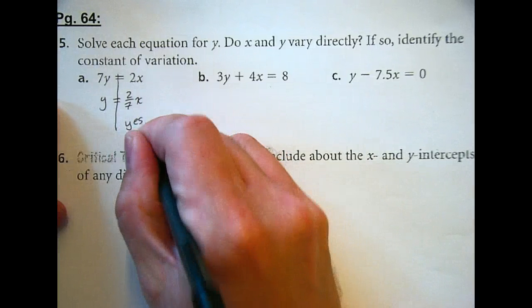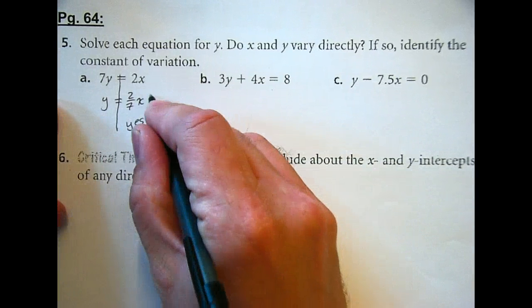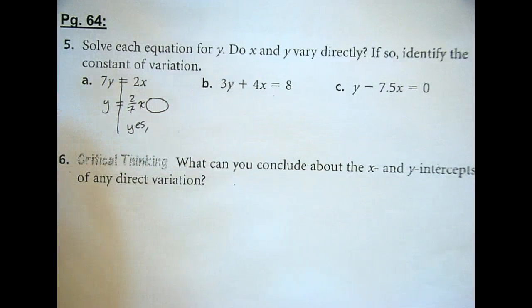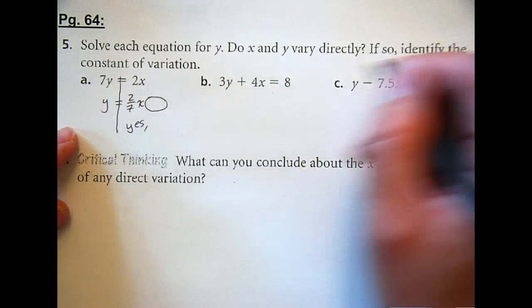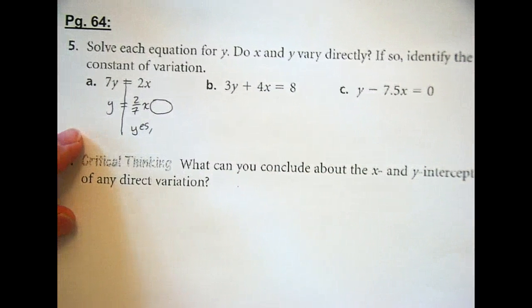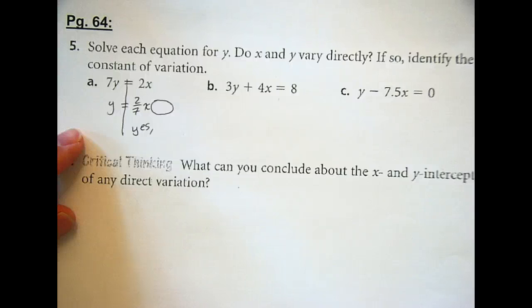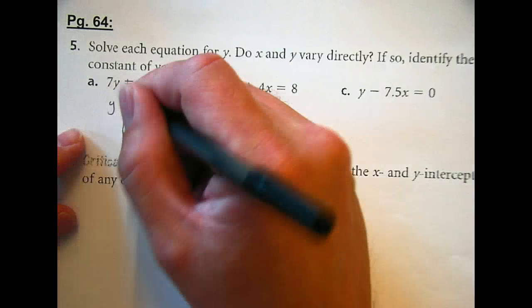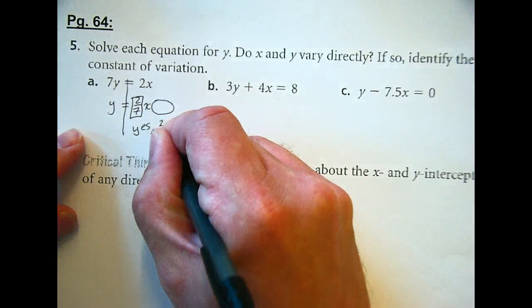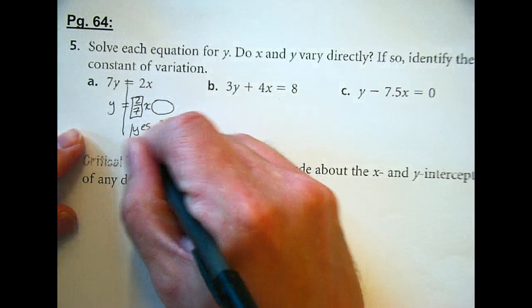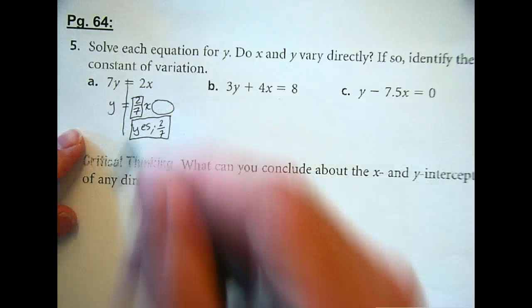Nick? Because b equals 0. Because b equals 0. We don't see a b term. Therefore, it's a direct variation. B is 0. When your y-intercept is 0, it's a direct variation. Okay? What's the constant of variation? Jordan? 2/7. So another name for constant of variation is? Slope. What's the slope? The slope is 2/7. The constant of variation is 2/7.